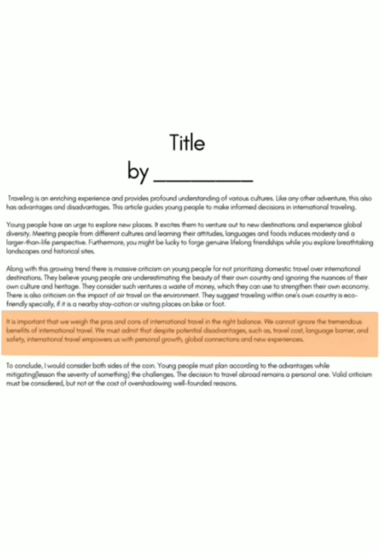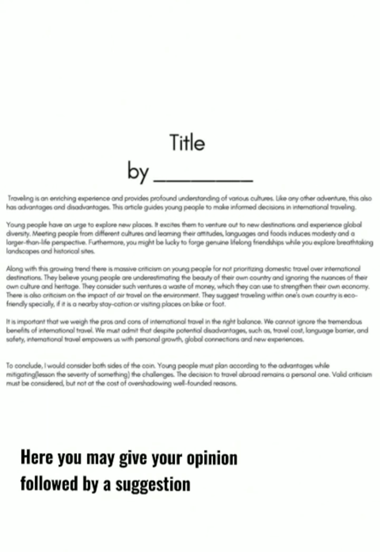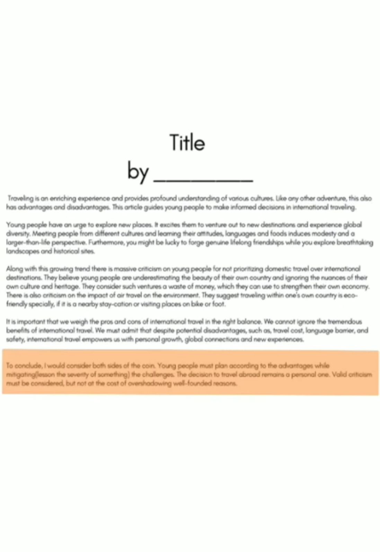The second bullet point is asking you to give your own views based on what you have read about the advantages and disadvantages of traveling to other countries. Here, it is important to select your words carefully without repeating the points, as you will be giving your opinion on the already mentioned points. Once you're done with the bullet points, you will conclude your article. The conclusion paragraph may begin with words such as to conclude. Here, you may give your opinion followed by a suggestion.